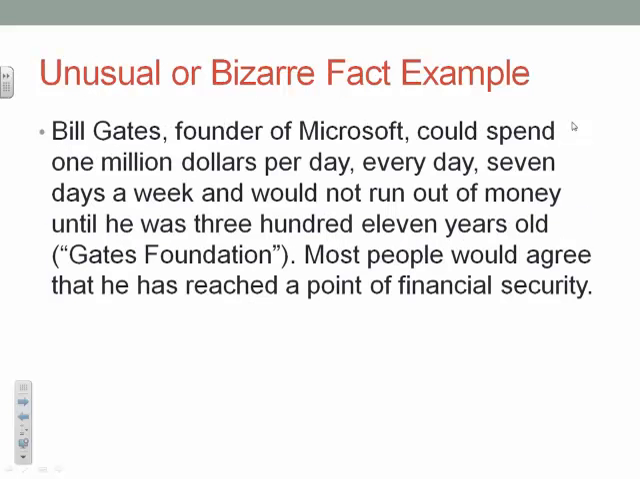So here's an example. Bill Gates, founder of Microsoft, could spend $1 million per day every day, 7 days a week, and would not run out of money until he was 311 years old. Most people would agree that he has reached a point of financial security. So obviously this unusual or bizarre fact needs to relate to the topic that you are talking about. And so if it's not at first evident how it relates, then you would want to use your bridge to connect that hook to your topic.